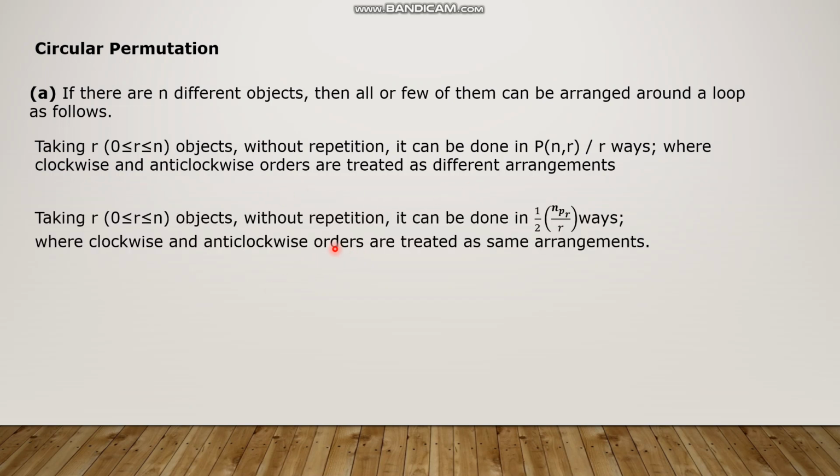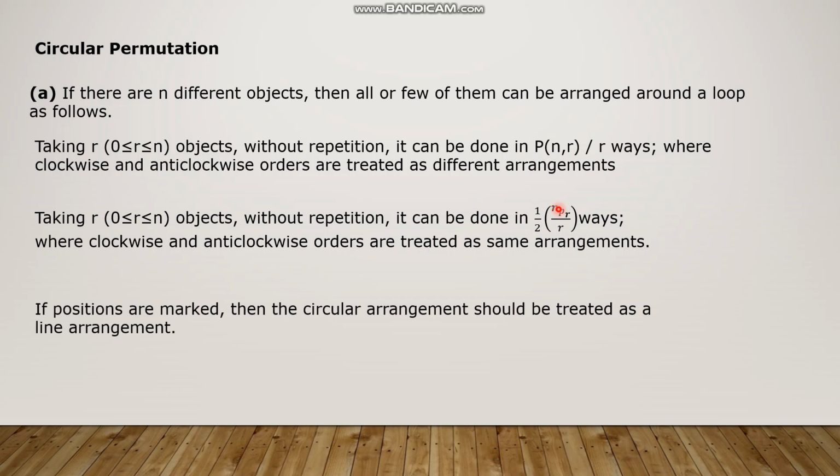Whereas if you take without repetition, and if clockwise and anti-clockwise orders are treated as the same, then the number of ways will be half into nPr by r. So we should be very careful while choosing. If clockwise and anti-clockwise are different, then this will be the formula. If they're the same, then this will be the formula.